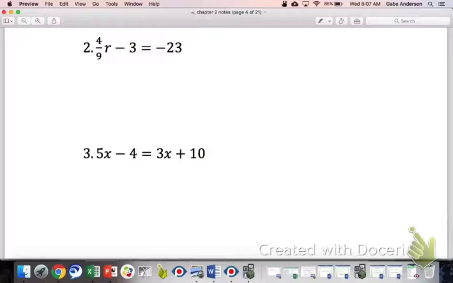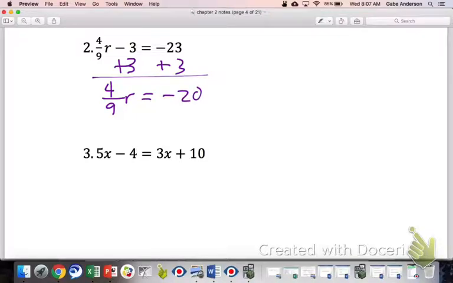Let me just quiz you on this. Will, what'd you do first? I added 3 to both sides. That is an excellent move. Why'd you do that? To get rid of the 3 on the right side of the bar. And you undid subtraction or addition first, right? Yeah. Okay, makes sense. Good job. Okay, so then you get 4/9 r equals negative 20.